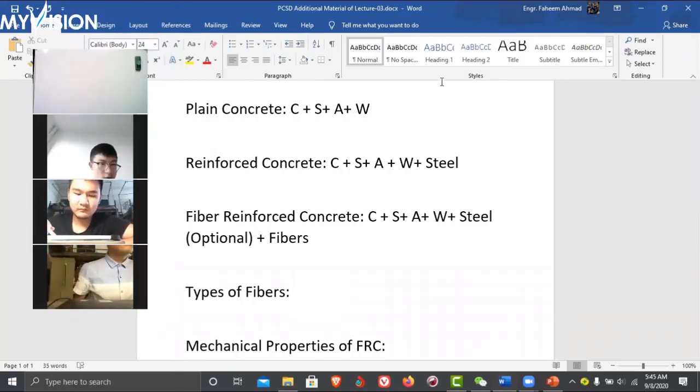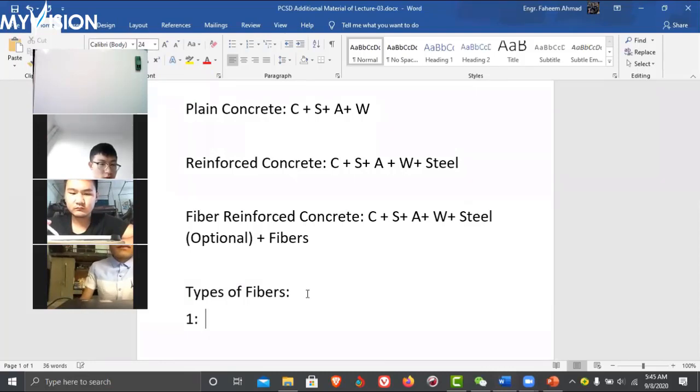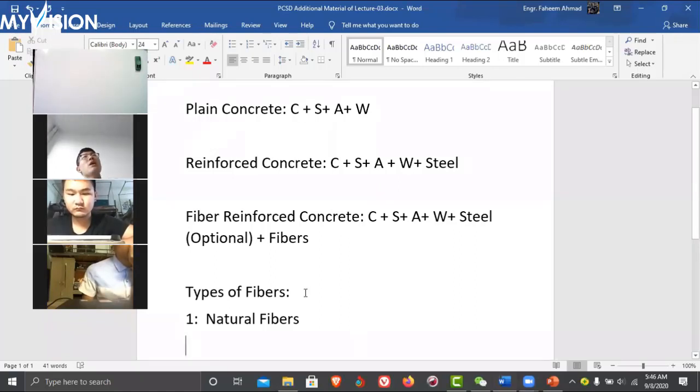There are two types of fibers available basically. The one is called natural fibers and another is called artificial fibers. Do you know what are the natural fibers? Any name? I have written so many names yesterday. Bruce Wayne, do you know? Do you remember? What are the natural fibers?